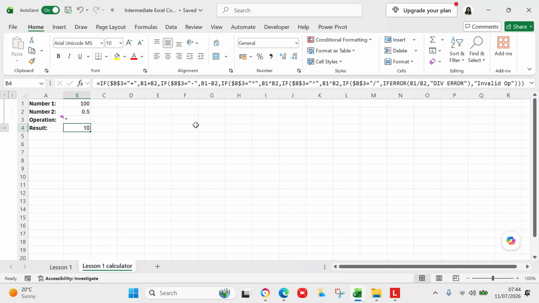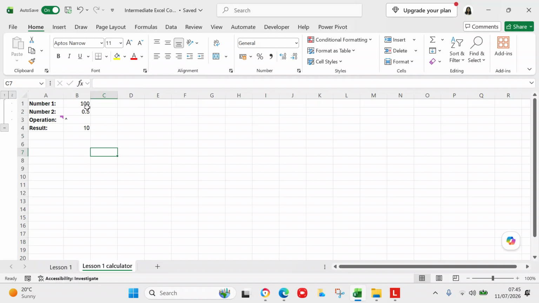And then we have if $3 equals divided by, it's going to be IFERROR, B1 divided by B2, division error. So that's just going to say division error. And otherwise, it's going to be an invalid op. So you've got a really large if statement.